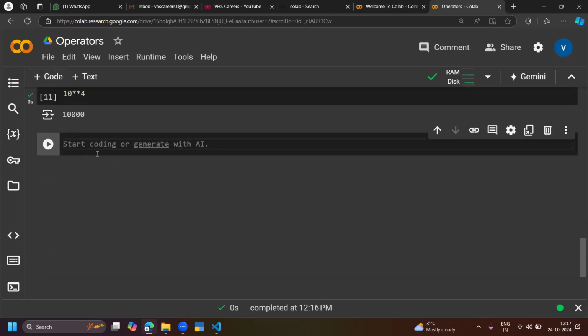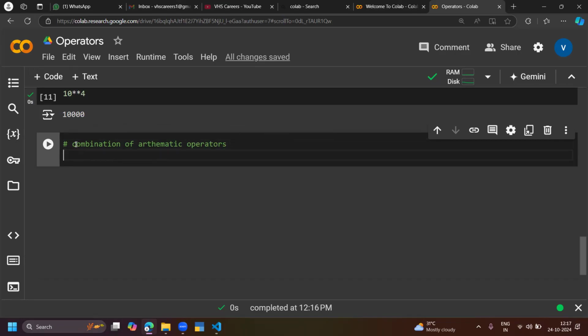And one more way of working with arithmetic operators: a combination of arithmetic operators. This is an important topic, complex arithmetic operators. You have a concept called the BODMAS rule. Everybody knows the BODMAS rule.